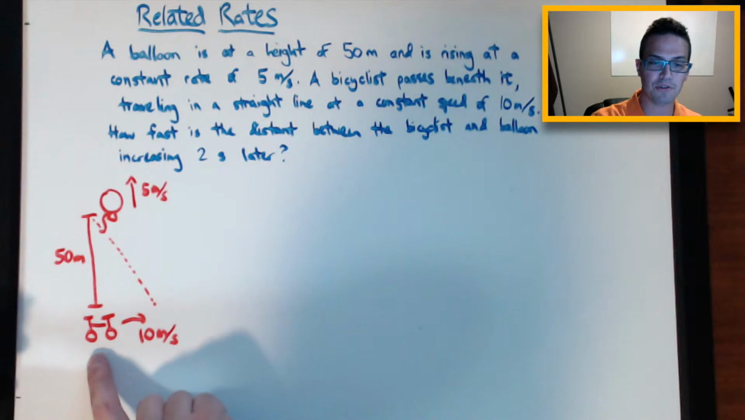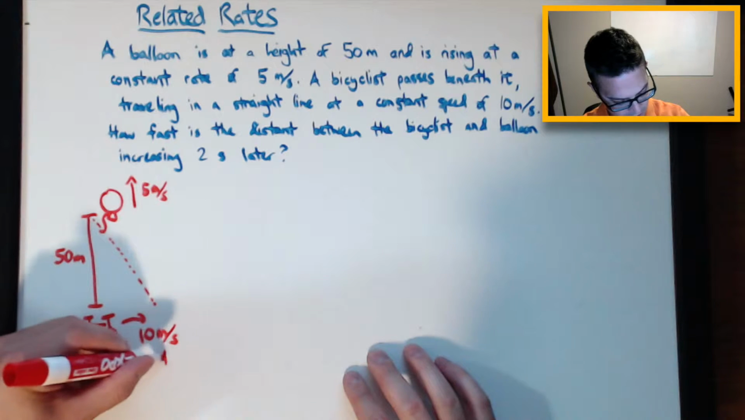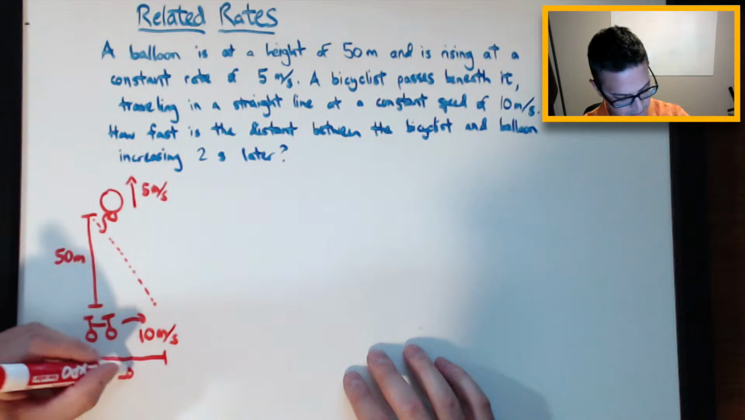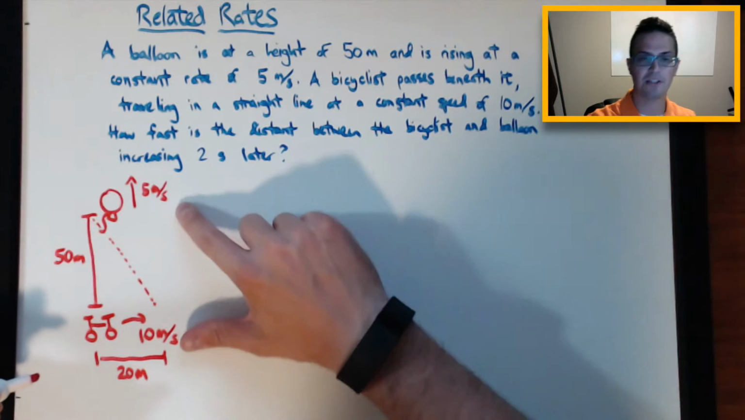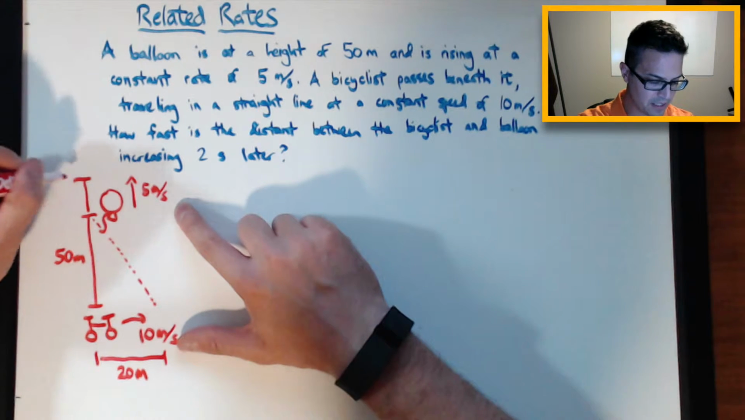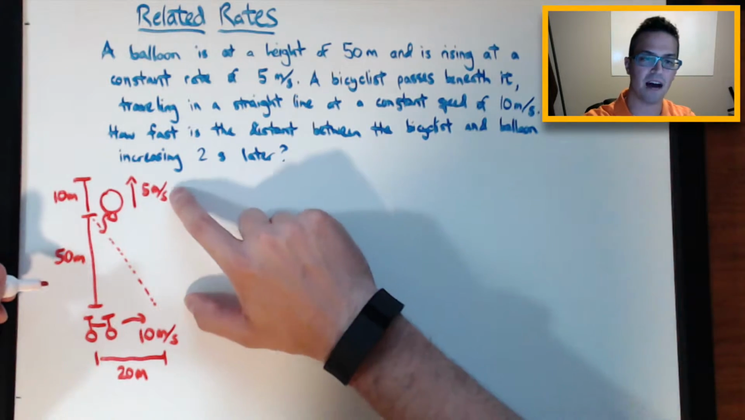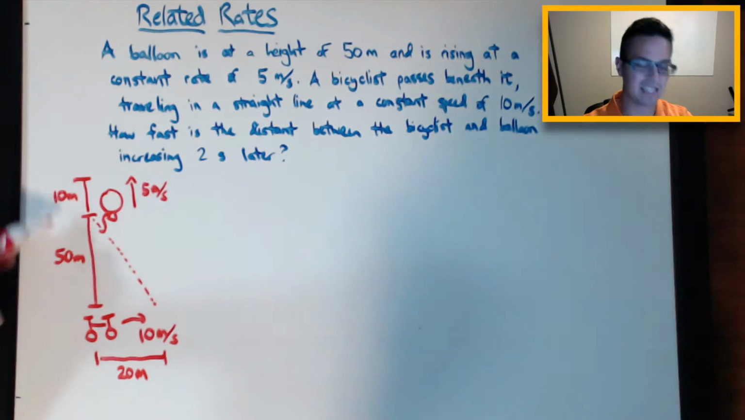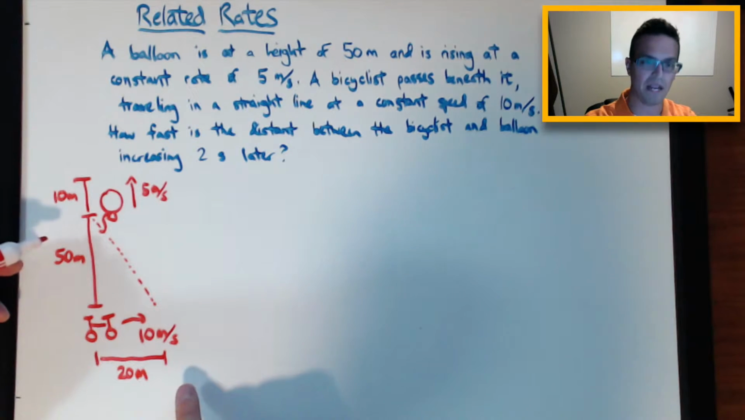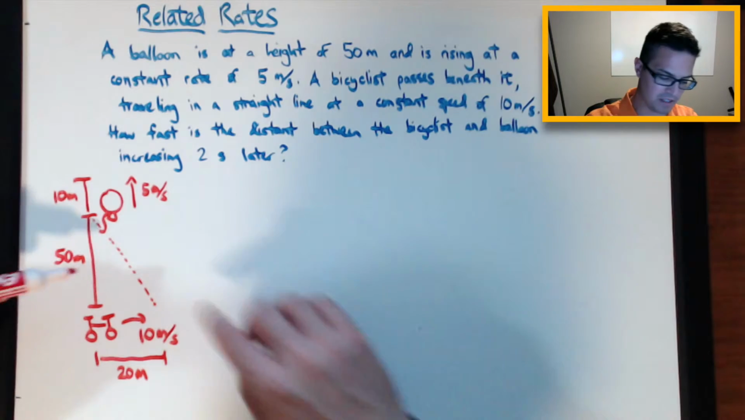After 2 seconds, at 10 meters per second, this bike would have gone 20 meters. And the balloon would be increasing at a rate of another 10 meters, because 2 times 5 is 10. So this will be 60 total, and this one's going to be 20. It's kind of important: you have to take this 2 seconds later into account for how this thing is moving.